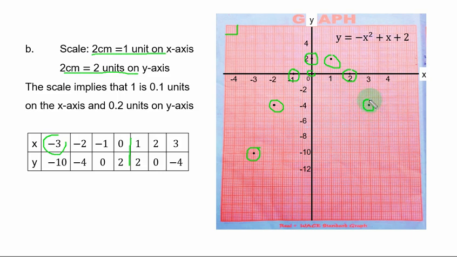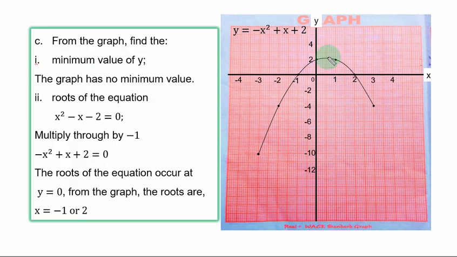Next thing is to join all the points together. Don't forget, you always add the title of the graph, and it is simply the equation you are given to plot. All the points have been joined together. We move to C part.